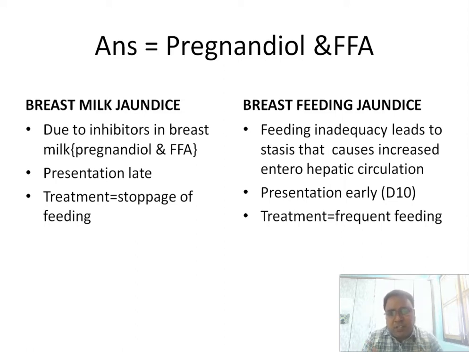Treatment for breast milk jaundice is stoppage of feeding breast milk. But treatment of breastfeeding jaundice is frequent feeding. As you know, stasis is the cause of jaundice, so you have to frequently feed the baby in order to avoid this situation.